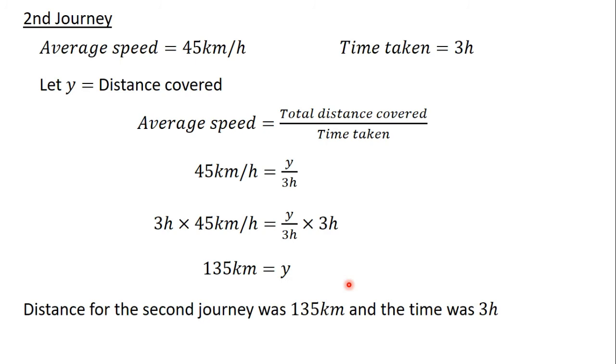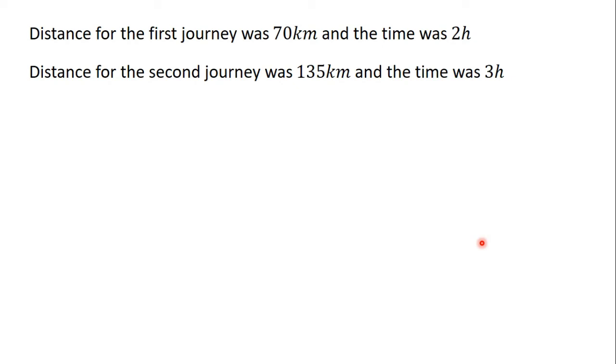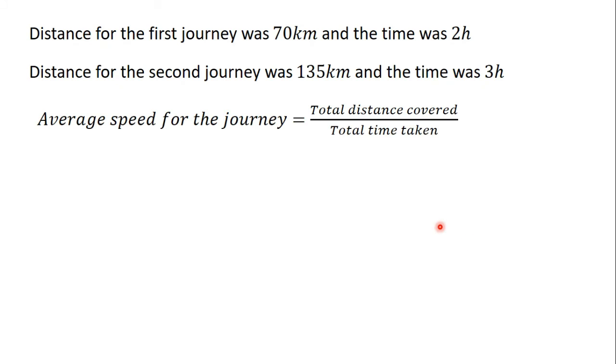This means that for the second part of the journey, the cyclist covered a distance of 135 kilometers in 3 hours. Now, we have the distance for both parts of the journey. We have the time for both parts of the journey. So we can now find the average speed for the whole journey. The average speed for the whole journey will be the total distance covered by the cyclist divided by the total time taken to cover that distance.